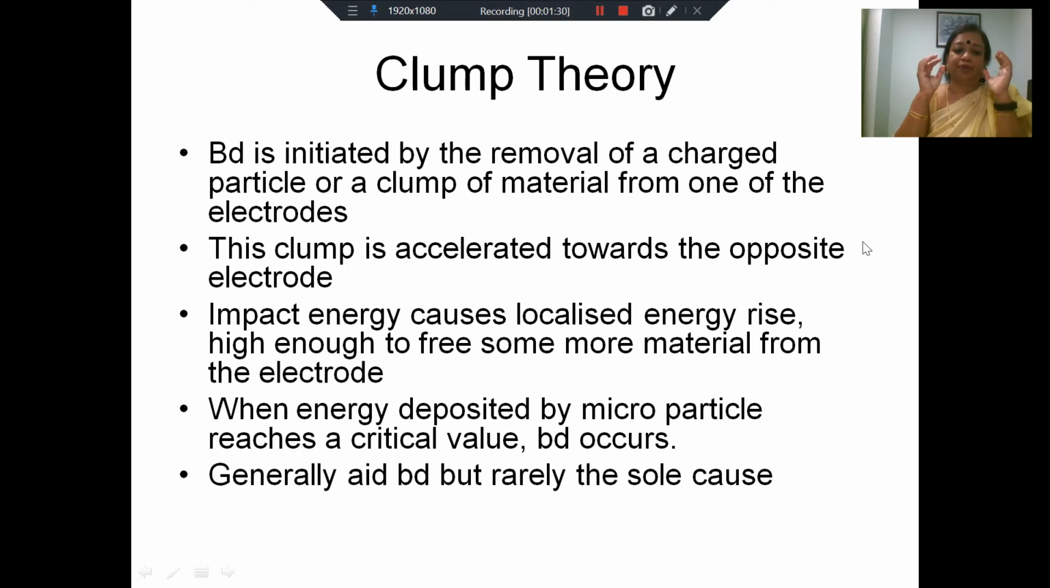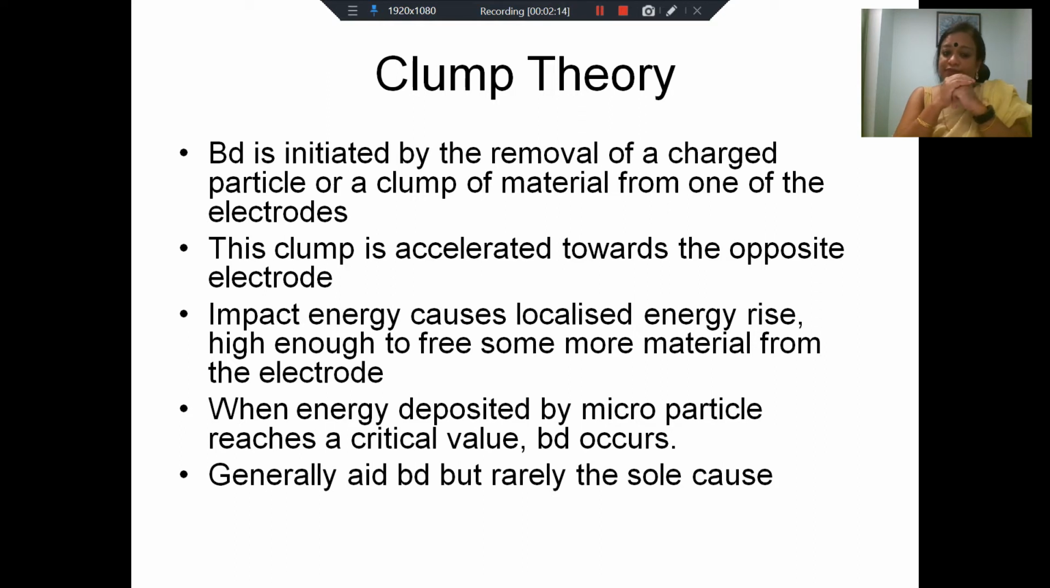And being a clump, it will have a lot of momentum, and the impact of this with the other electrode will cause a localized energy rise. And with this localized energy rise at the cathode, there might be sufficient energy to free some more material from the electrode. So from here you get some charged particles or metals, and that charged particle again releases more charged particles or metal from the anode. When the amount of particles and the energy that is transferred from one point to another exceeds a certain value, breakdown can occur.